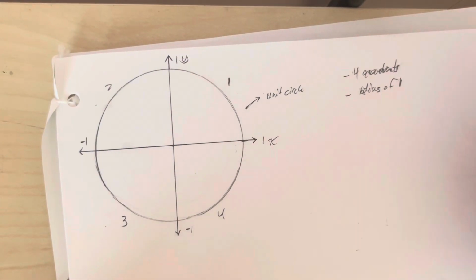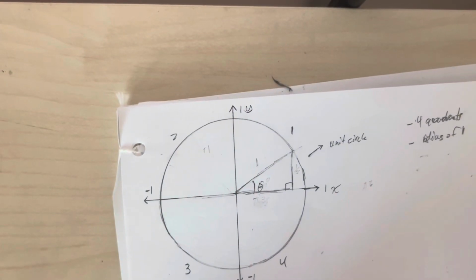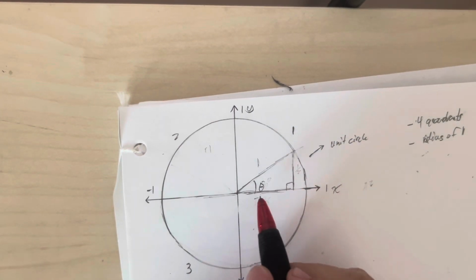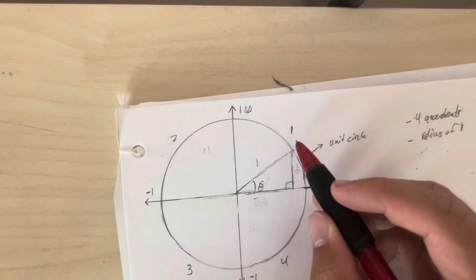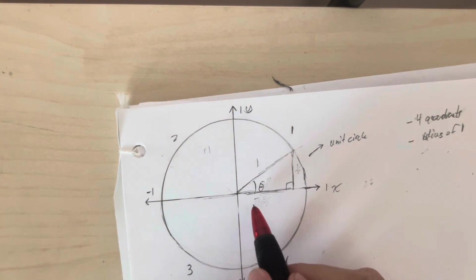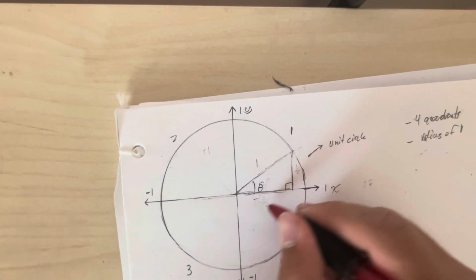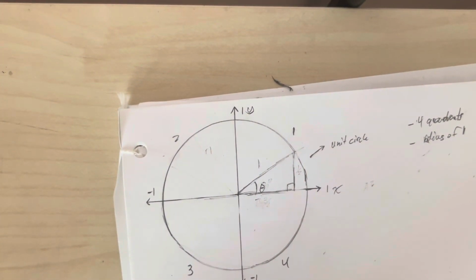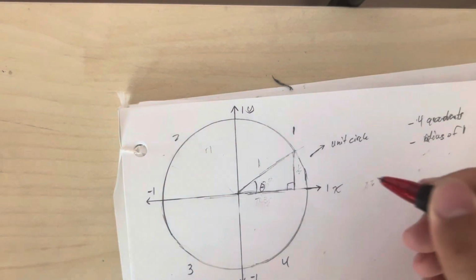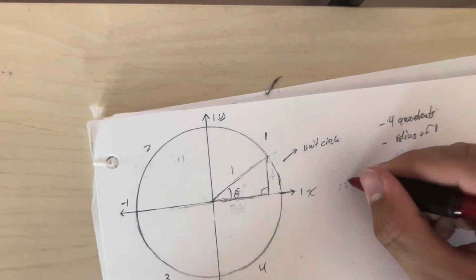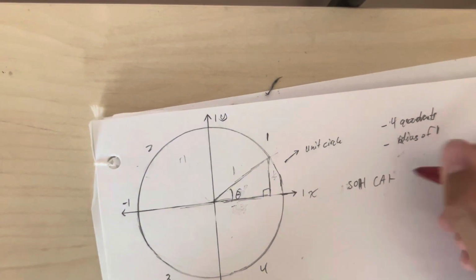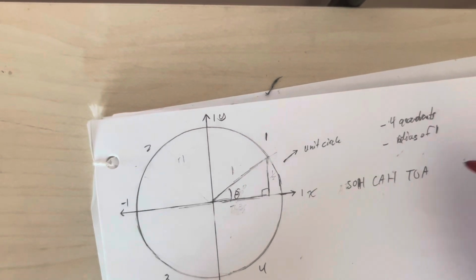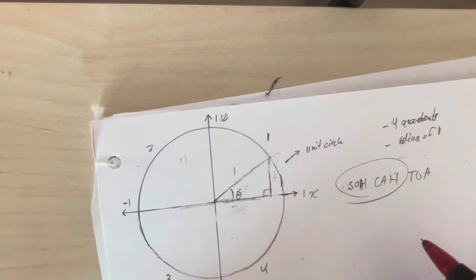Now that you know what a unit circle is, we're going to work on applying trigonometric functions to the unit circle. So let's say we have an angle of theta. Now, if I were to ask you, what would the length of this be, and what would the length of this be, what would you do? Well, let's recall SOHCAHTOA, or specifically SOHCAH, because that's what we're going to use here.